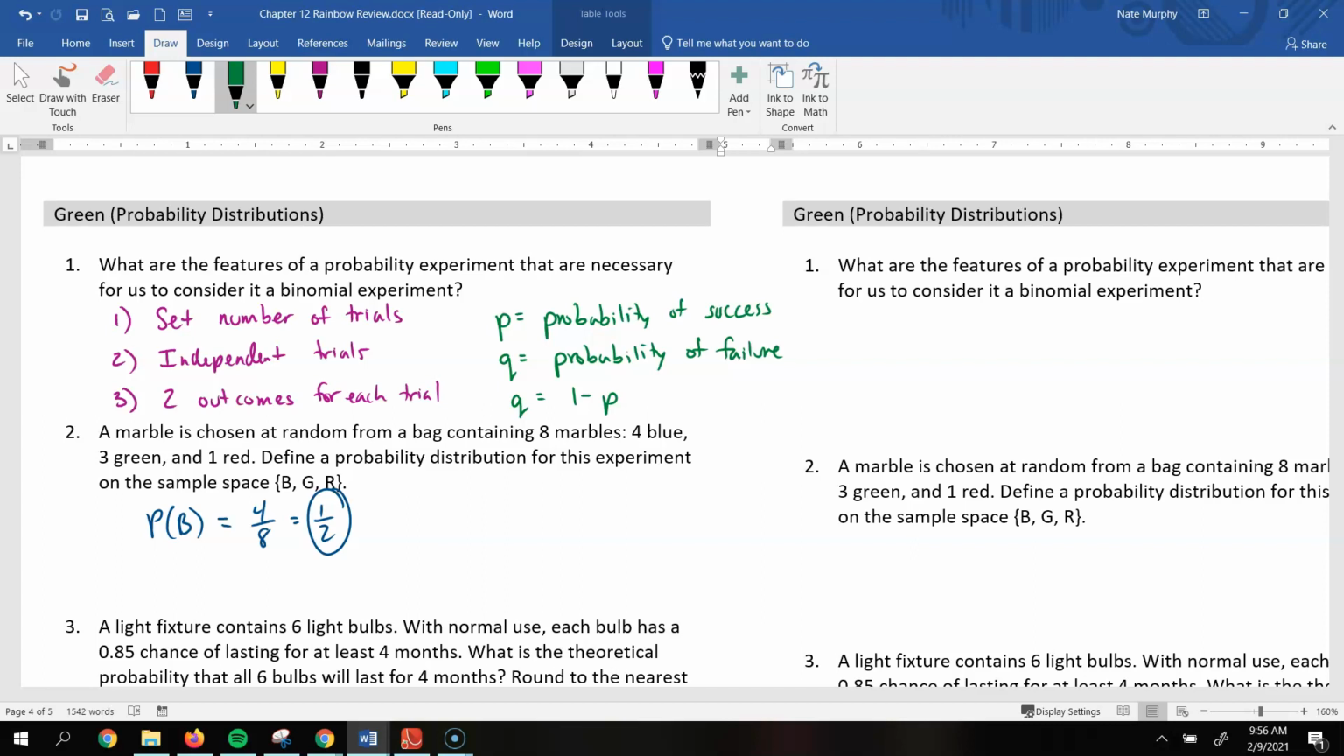Now for a green marble, again, there's 8 to pick from, and 3 of those are green. And that can't reduce, so that stays 3/8. And for a red marble, there is only 1 red marble out of the 8 in the bag. And so we have a 1 in 8 chance of selecting a red marble. So these are not uniform, so this would not be a binomial experiment.